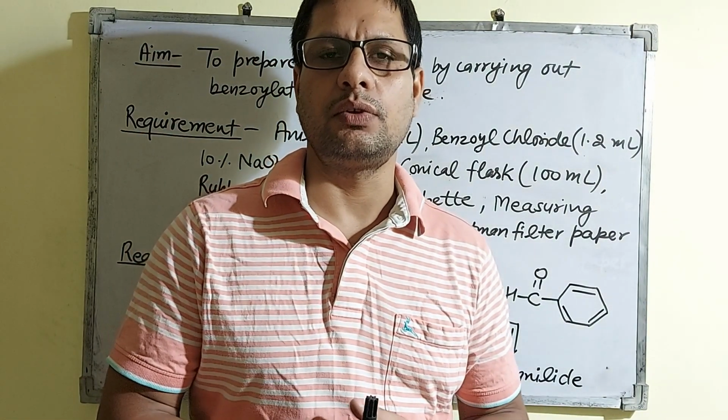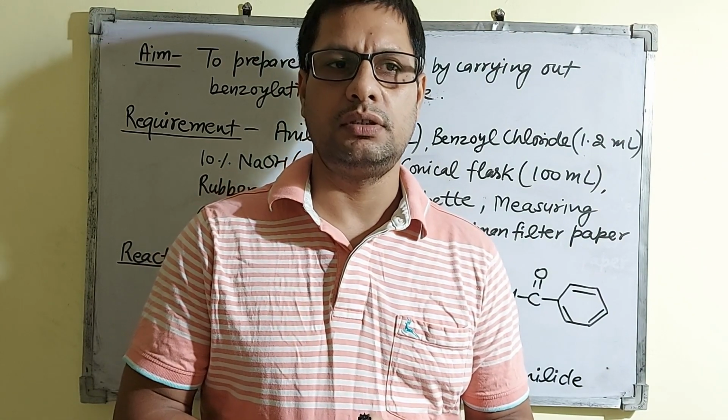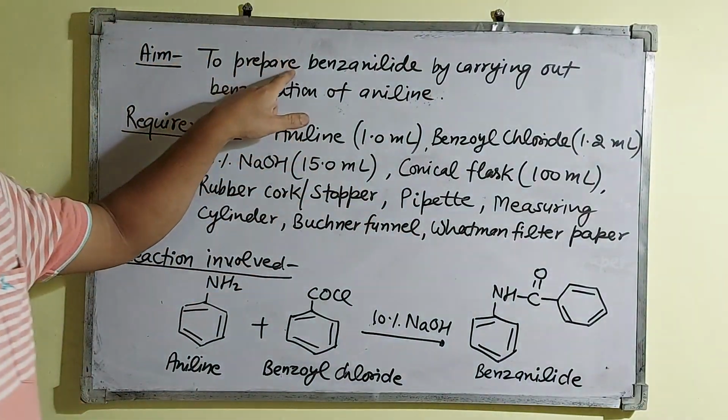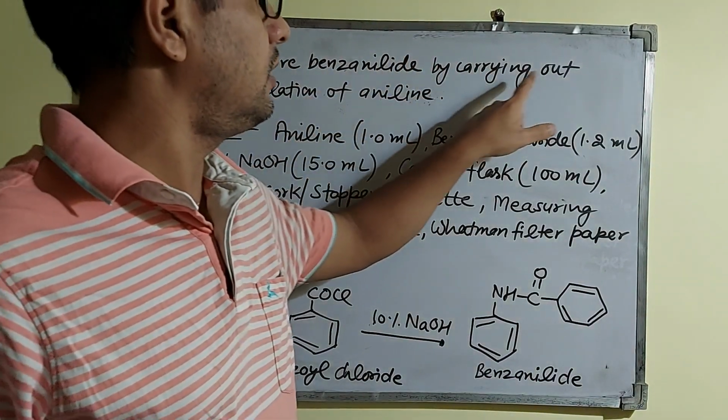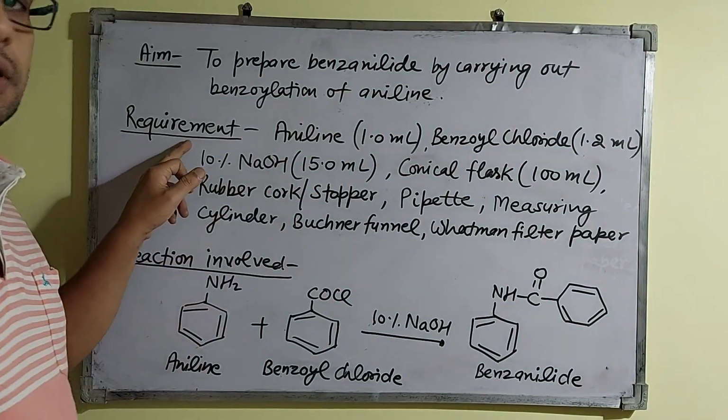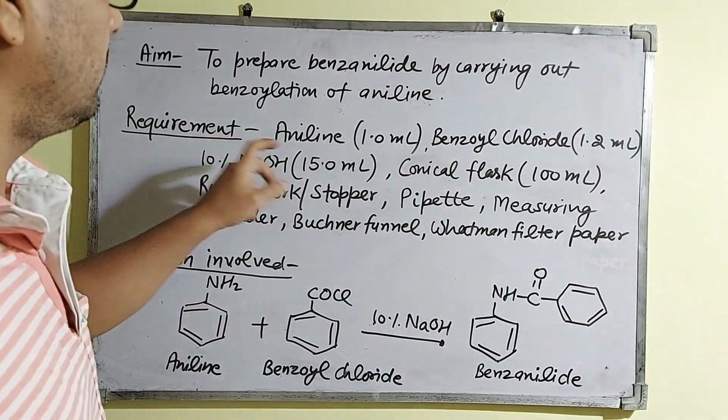Dear students, today we are going to perform an experiment, and the aim of our experiment is to prepare benzanilide by carrying out benzylation of aniline. These are the requirements to perform this experiment.